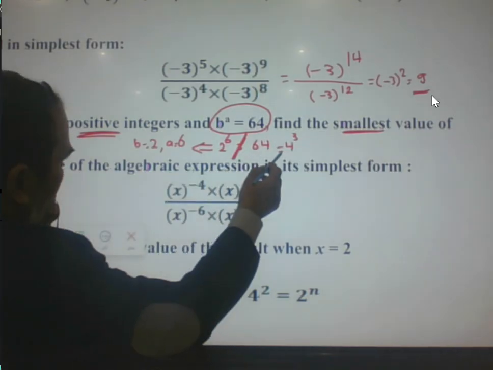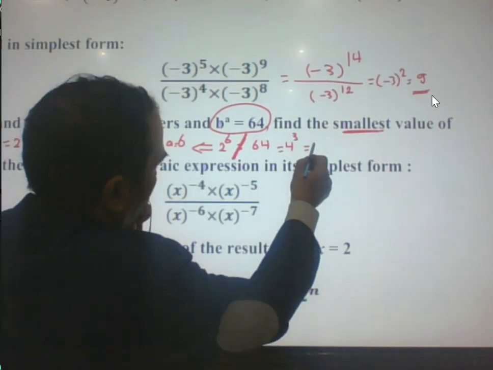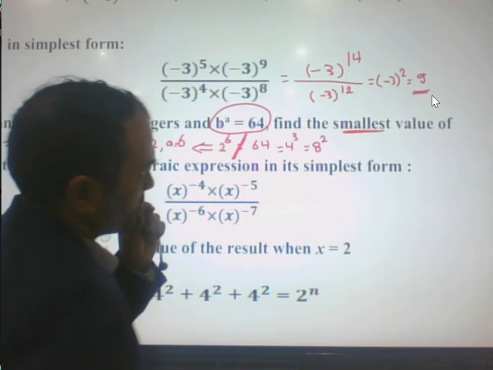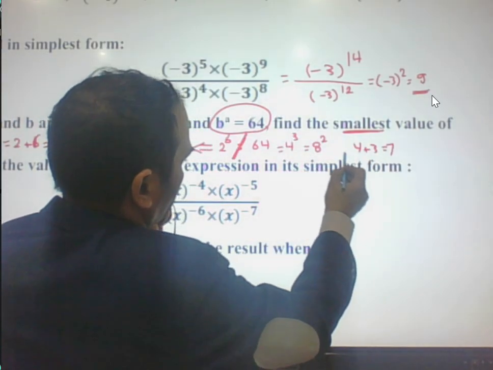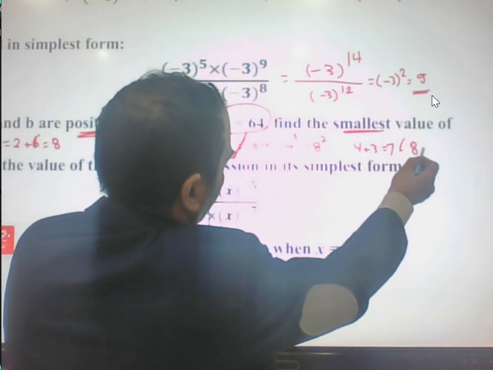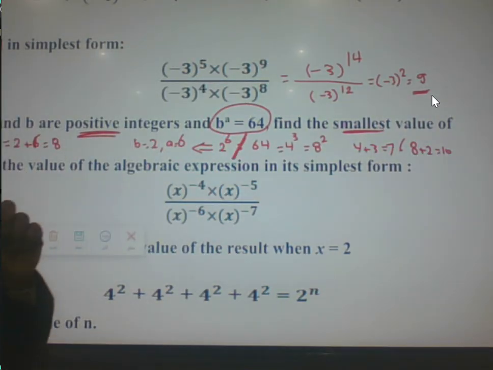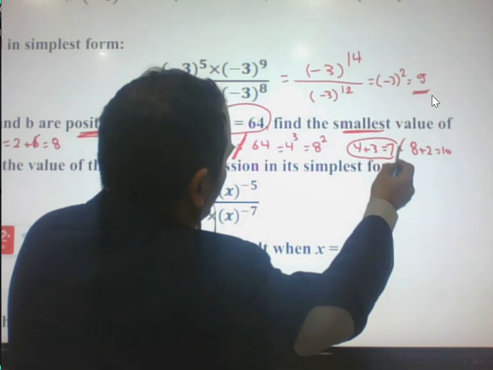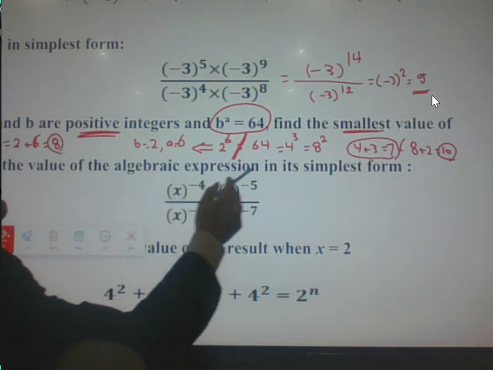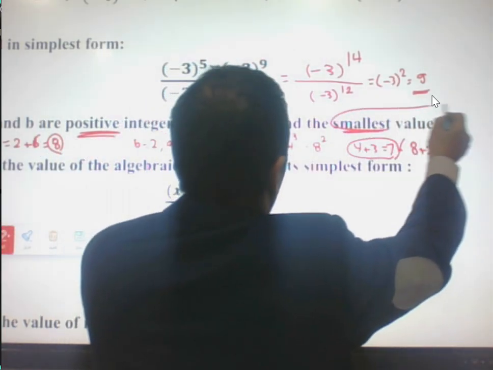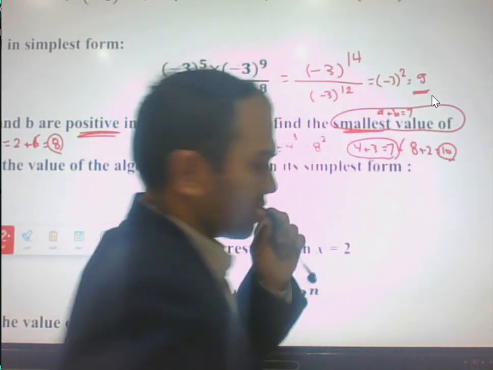And also, if we write 64 equals 4 power 3, or we can write 8 power 2. Then if we add together, 4 plus 3 equals 7. And 8 plus 2 equals 10. Then he asked about the smallest value. The smallest value, it will be what? It will be 7, because 7 is less than 8 and less than 10. So the smallest value will be, right, a plus b equals 7. He asked about the smallest value.